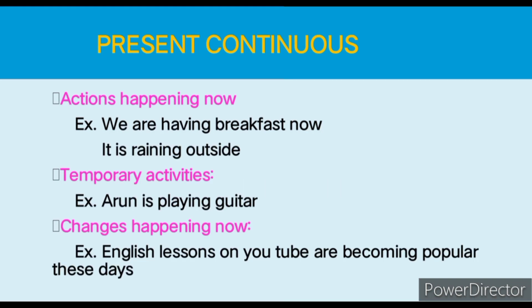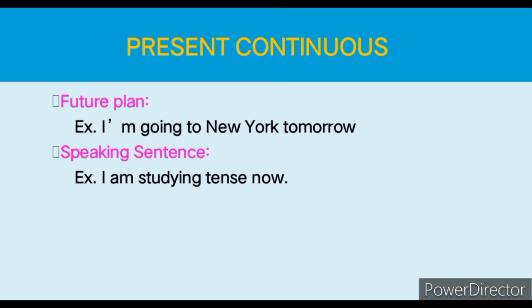Dear friends, now we will study the uses of present continuous tense. It is used for actions happening now. For example, it is raining outside. It also shows temporary activities like Arun is playing guitar. It is useful for changes happening now. For example, English lessons on YouTube are becoming popular these days. It is useful to show future plans like I am going to New York tomorrow. Whenever we are speaking a sentence in English, it is also used. For example, I am studying tense now.